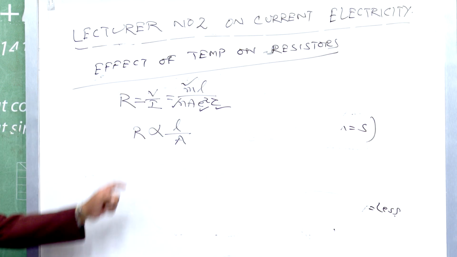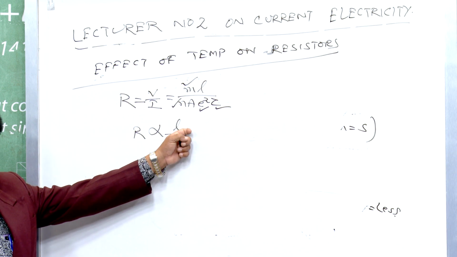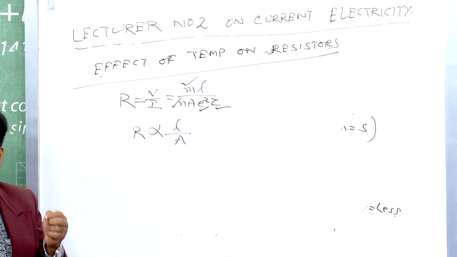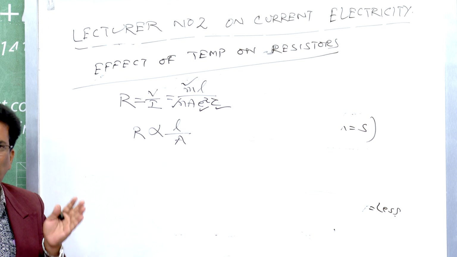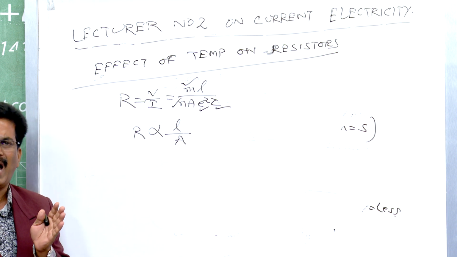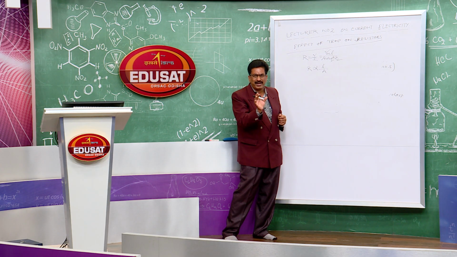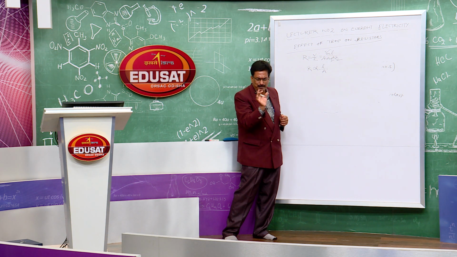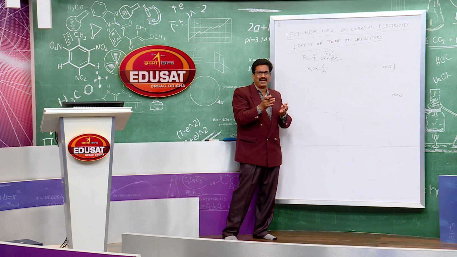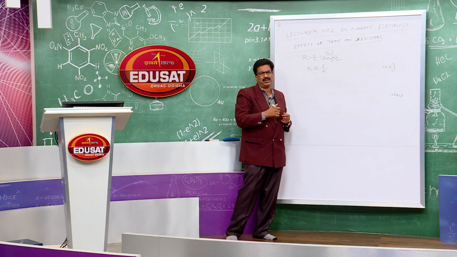If R is proportional to L, L means the length. The length varies when the temperature varies. Suppose we have a metallic conductor supplied with temperature. If the temperature goes on increasing, as per our general knowledge, we conclude that the length of that conductor goes on increasing.